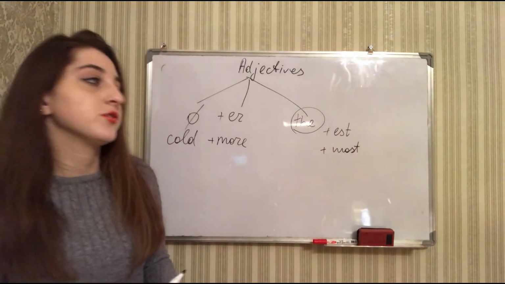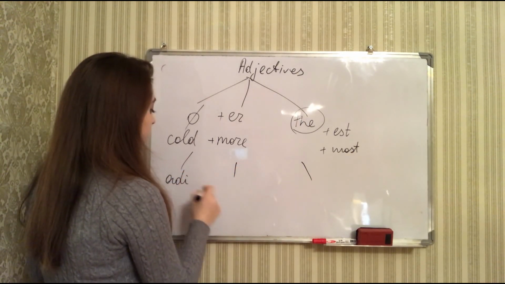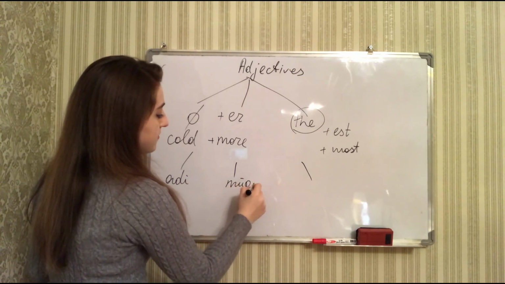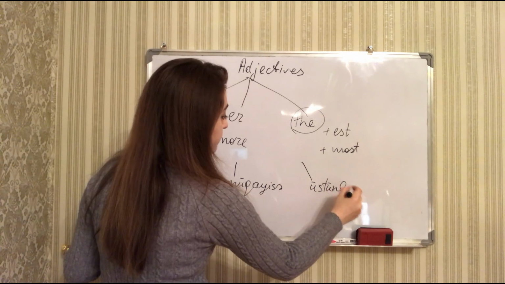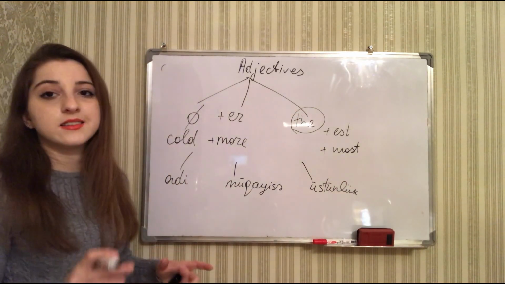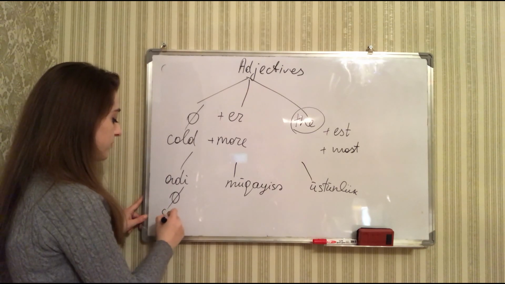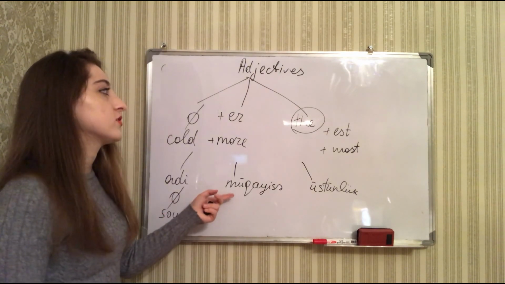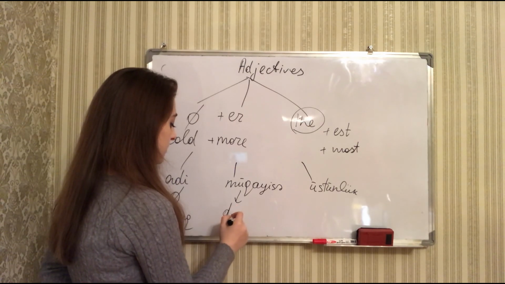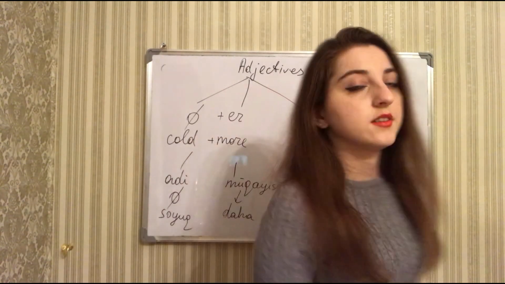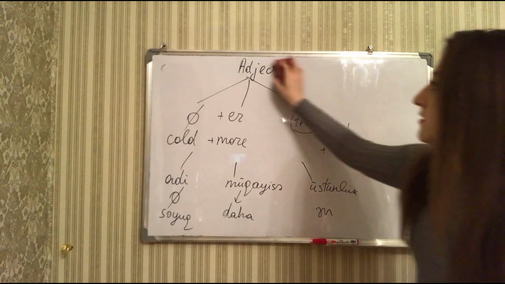And in Azerbaijani language, let's compare them. Adi derece, mügaise, üstünlük. Adi derece, it is simple degree, and again we don't have any suffix. For example, cold, soyuk. Mügaise derecesi, comparative degree. In comparative, we use daha. And in superlative degree, we use en. Now, let's write some sentences.